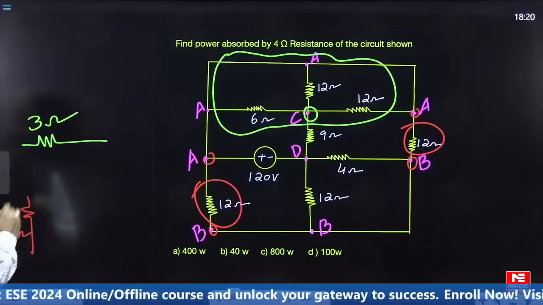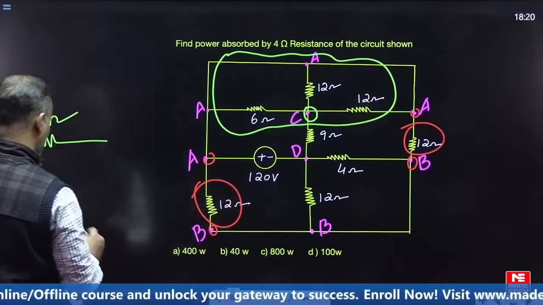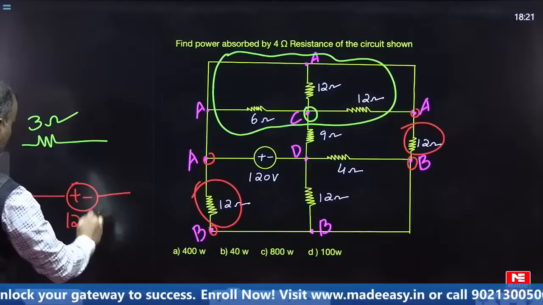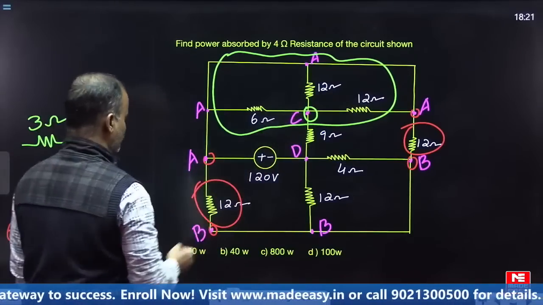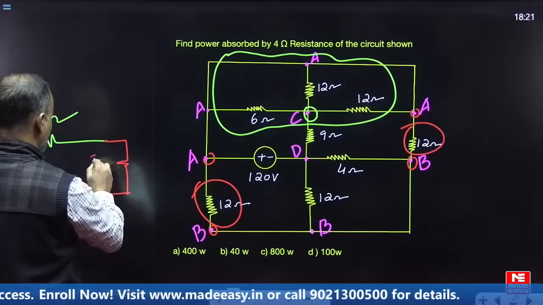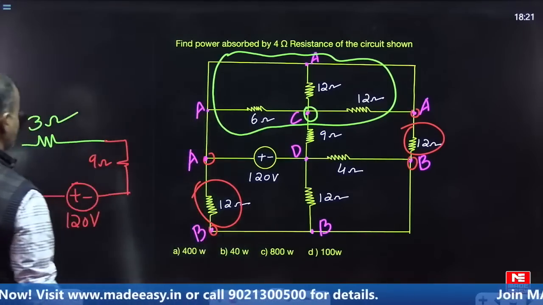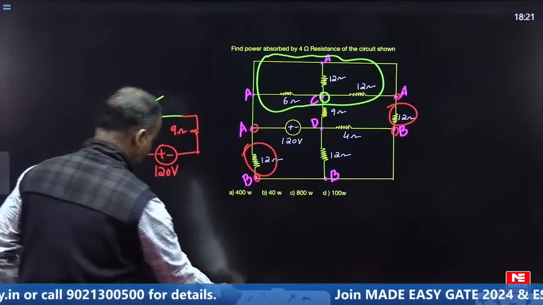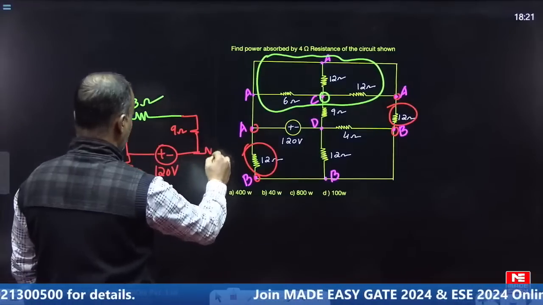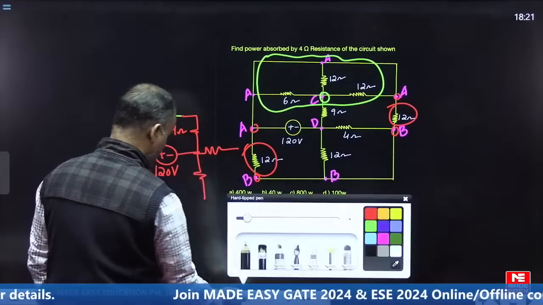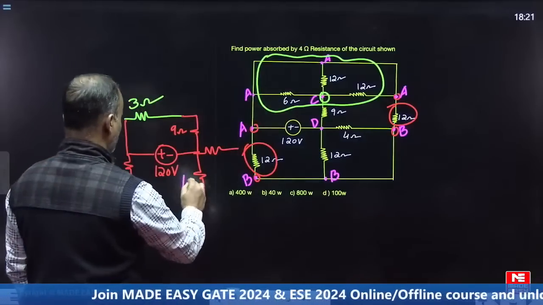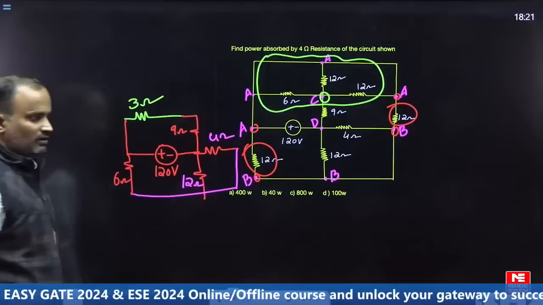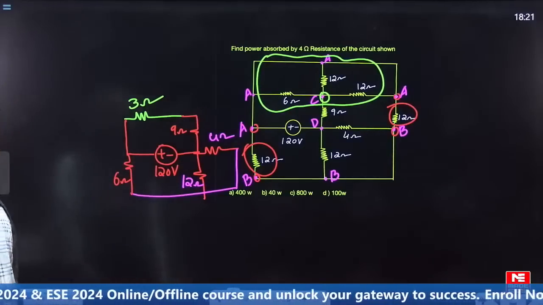What about this, the equivalent resistance of this one is 6. Now here, corresponding to point A, a voltage source of 120 is given, as well as one more resistor, which is 9 ohms. We can develop the simplified figure like this.